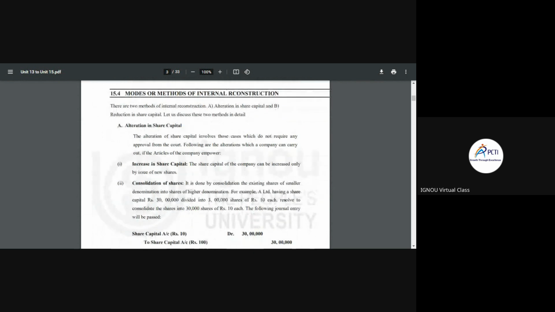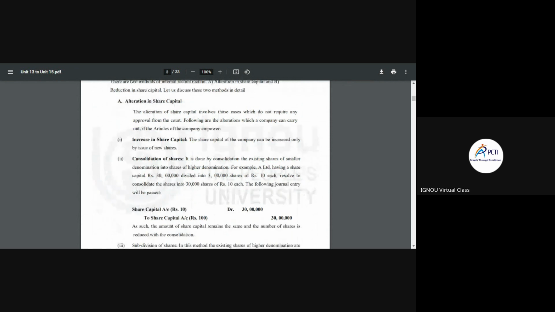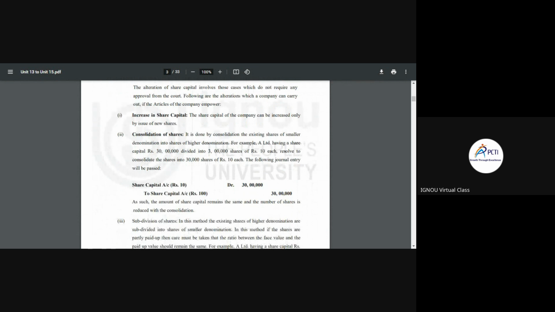Now, the next topic will be modes or methods of internal reconstruction. There are two methods for internal reconstruction. First of all, alteration in share capital, and second, the reduction in share capital. So first we will discuss the alteration in share capital.